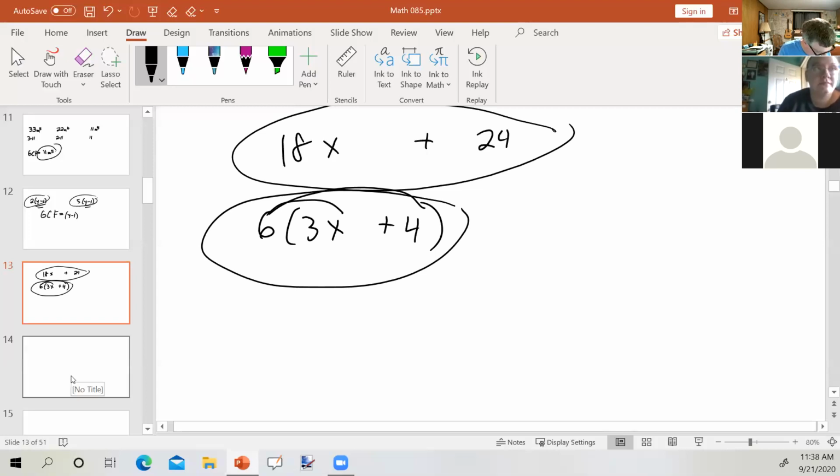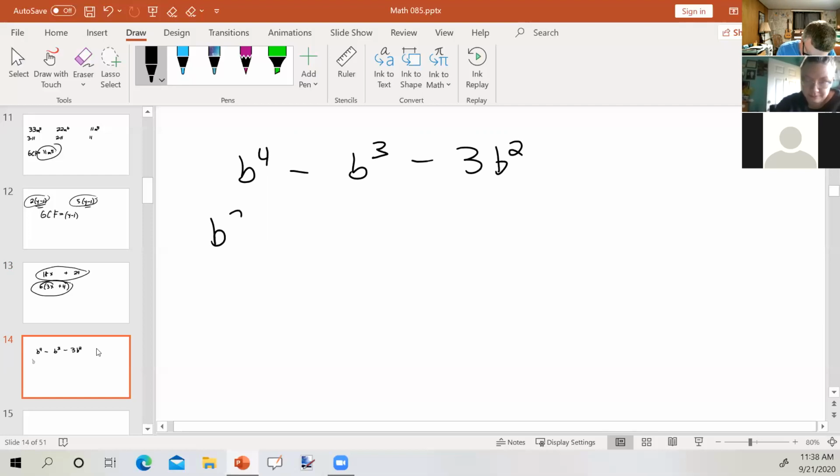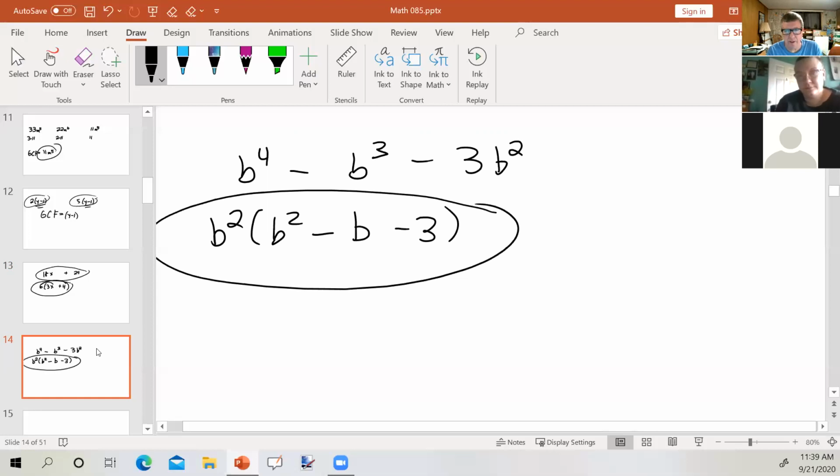Let's see here. b to the 4th minus b to the 3rd minus 3b squared. Factor out the greatest common factor. That would be b squared. So b squared times b squared would be b to the 4th. b squared times minus b would be minus b to the 3rd. And b squared times minus 3 would be minus 3b squared. So there's your final answer.